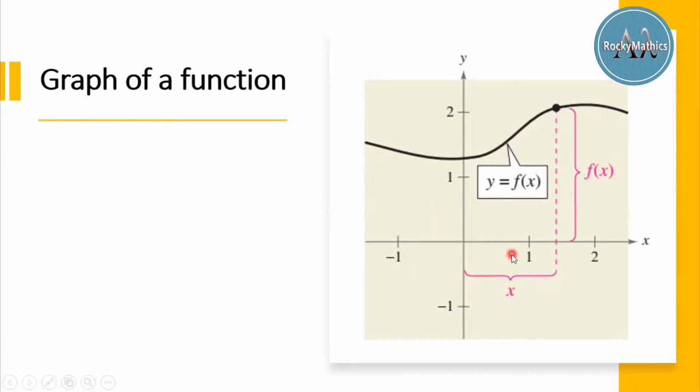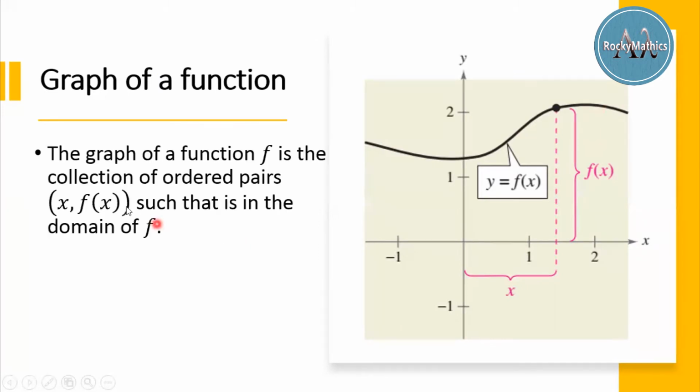So what do we mean by graph? The graph of a function f is the collection of ordered pairs x and f of x such that x is in the domain of f. So for example, we can only say that this is the graph of the function provided that it is the collection of ordered pairs.